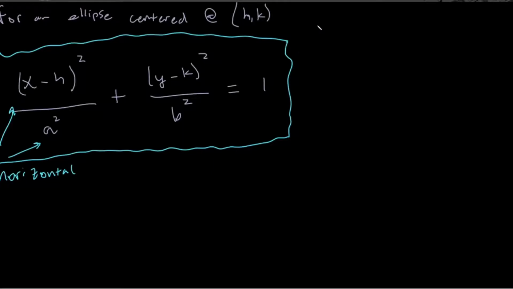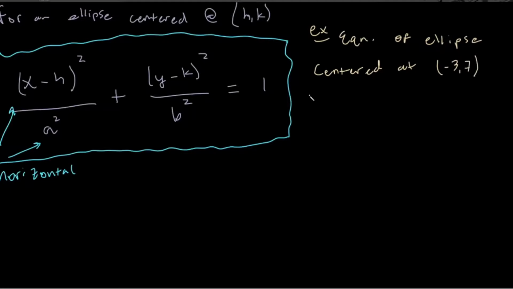So let's write the equation of an ellipse centered at -3, 7 with a minor axis 6 units long and one of the vertices, there are 2 vertices, but one vertex is given, and that vertex is -3, 1.